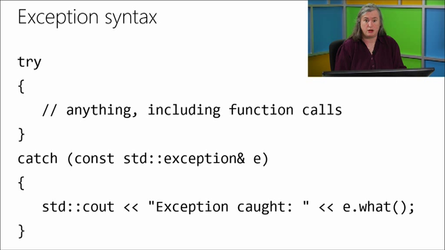These habits should be with you no matter what you do. Catching things by reference, catching them by const reference, this is just plain good behavior. And the exception object has a method what, which gives you back a string, which is what went wrong. And I'm just going to put that on the screen. Your application might do something slightly more interesting. Let's see it happen.